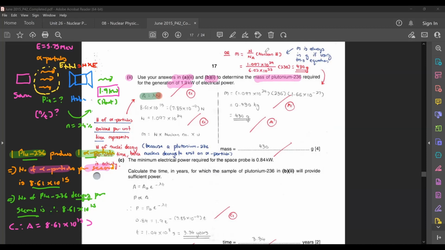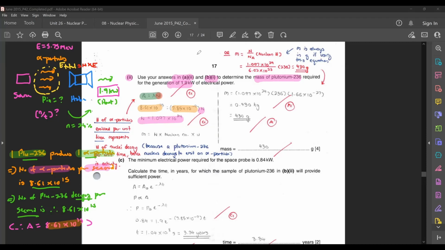Your activity here is stated to be 8.61 times 10 power 15. This is actually the activity of your plutonium decay. And your decay constant, you've actually already found it from the previous question, is 7.85 times 10 power minus 9. So here you sub all the values into the equation, you find out what is N. N will be your number of plutonium nuclei corresponding to that particular activity.